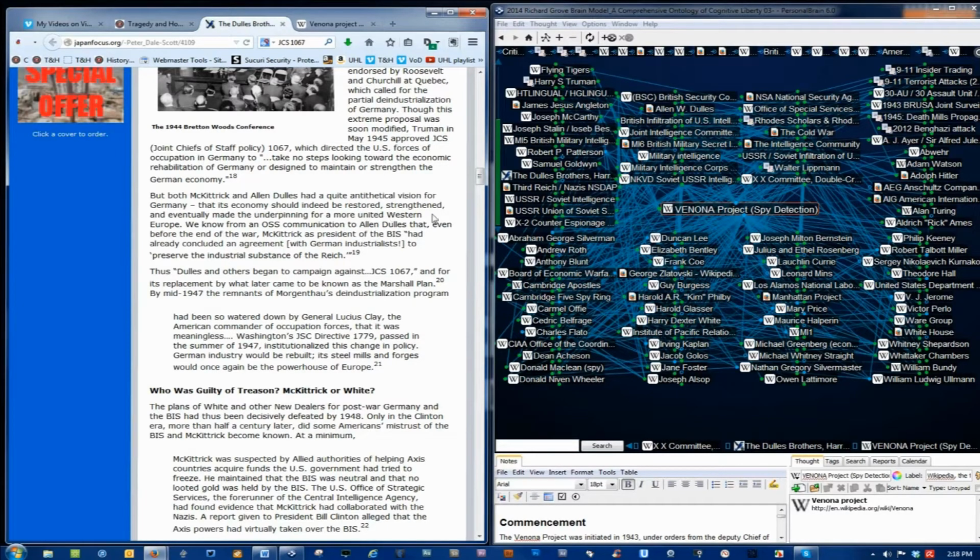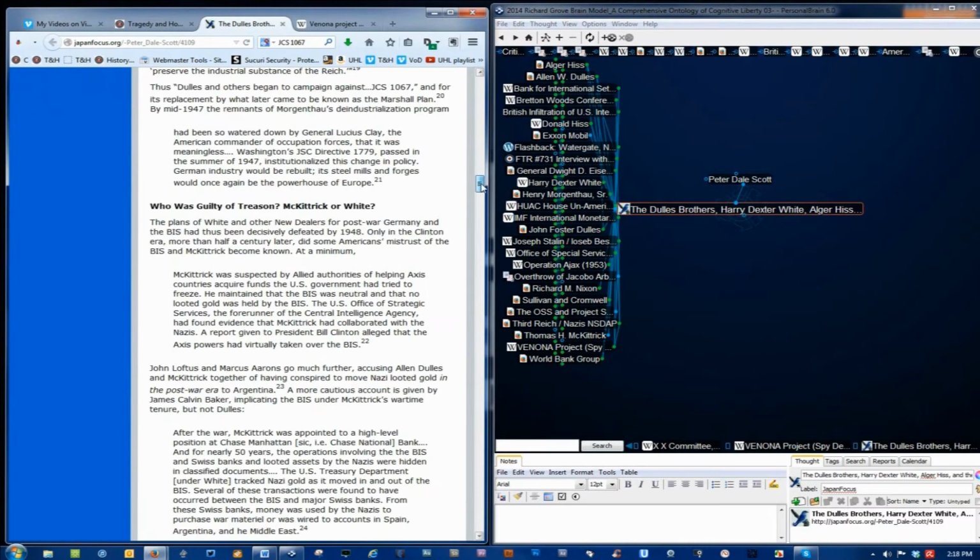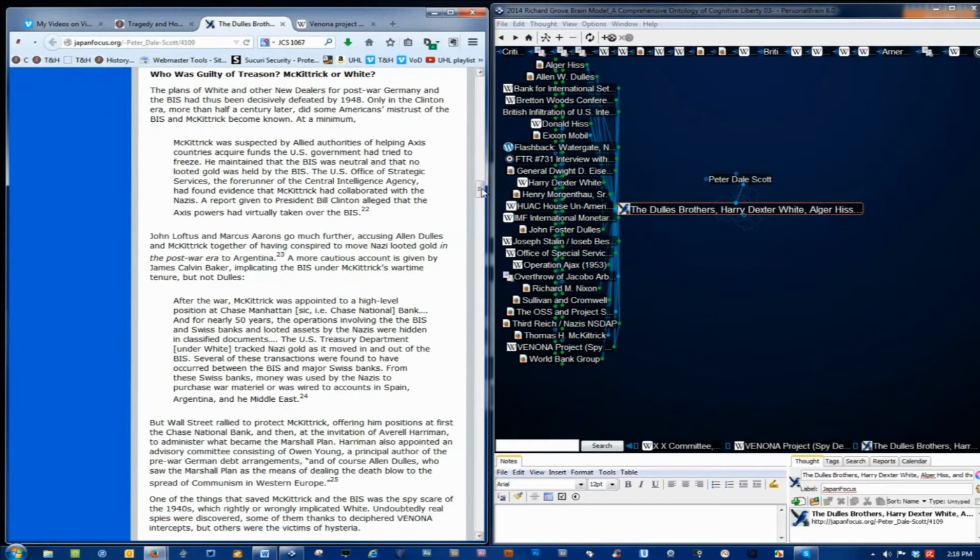The plans of White and other New Dealers for post-war Germany and the BIS had thus been decisively defeated by 1948. Only in the Clinton era, more than half a century later, did some Americans' distrust of the BIS and McKittrick become known. At a minimum, McKittrick was suspected by Allied authorities of helping Axis countries acquire funds the U.S. government had tried to freeze.